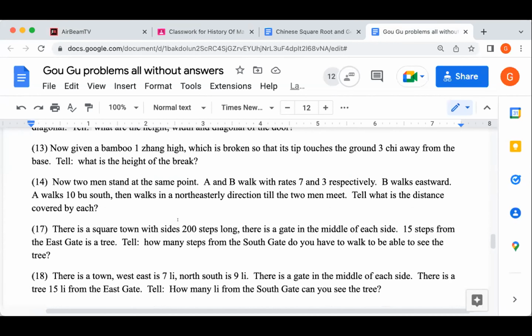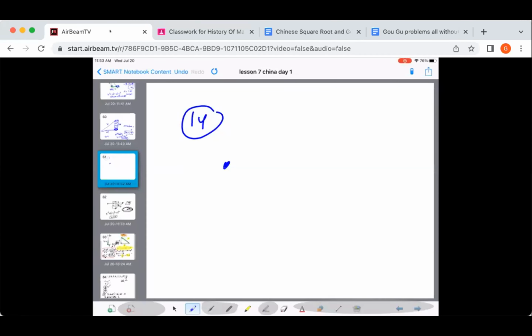One walks with rate 3, B walks eastward. Let me just get my picture right. And then, okay. So 7 and 3, B walks eastward. Let me come back over here. So here's the starting point. And person B is walking eastward. And they're walking kind of slow. It says their rates are 7 to 3. So I'm just going to say 3x.